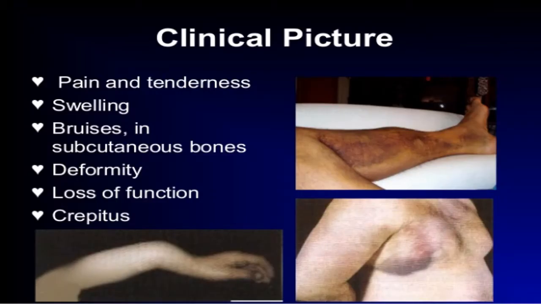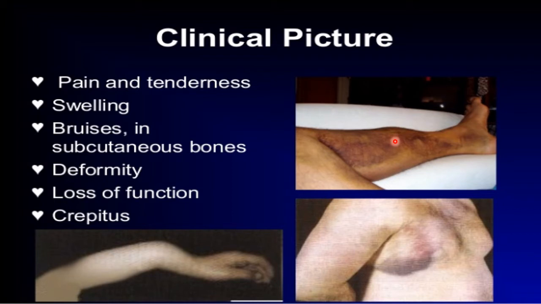So, how does a fracture present clinically? It's obvious that the patient will have severe pain and tenderness. When you touch the fracture site, it is very painful. Then you see swelling here and bruising. So, pain, tenderness, swelling, and bruising, especially in subcutaneous bones, would be a giveaway sign of an underlying fracture.